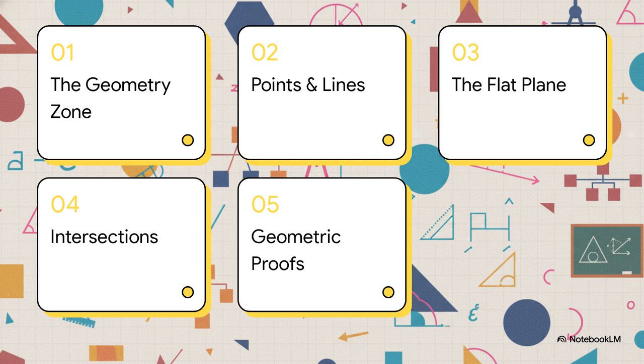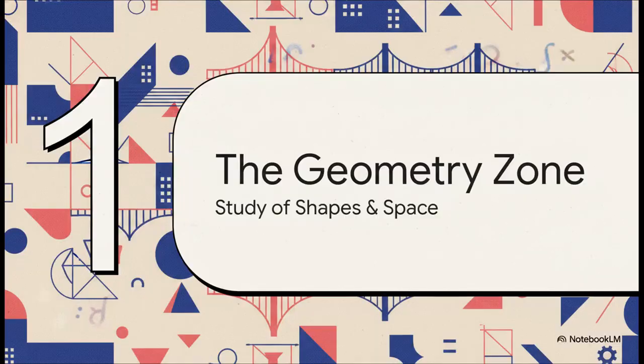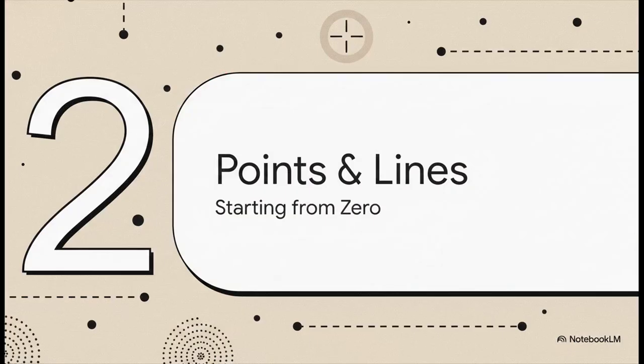Okay, here's our roadmap. First, we'll welcome you to the geometry zone. Next, we'll cover points, lines, and dimensions. Then, entering the flat plane. After that, we'll look at when shapes and lines intersect. And finally, we'll unlock the power of geometric proofs. Welcome to the Geometry Zone, the study of shapes and space. Let's dive right in.